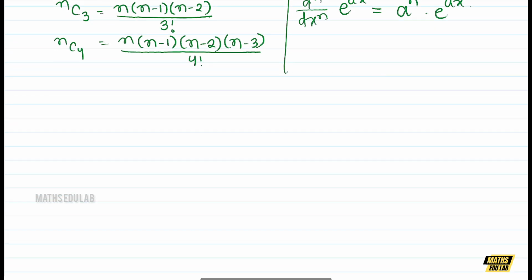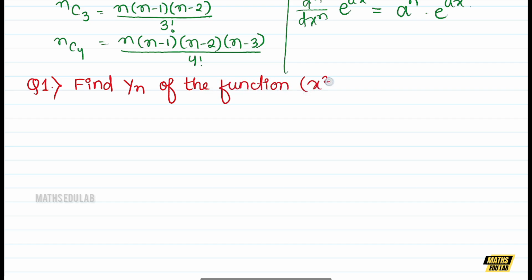So the first question is to find yn, that means the nth order derivative of the function, where the function is given as x square sin x. So let's start solving this question.